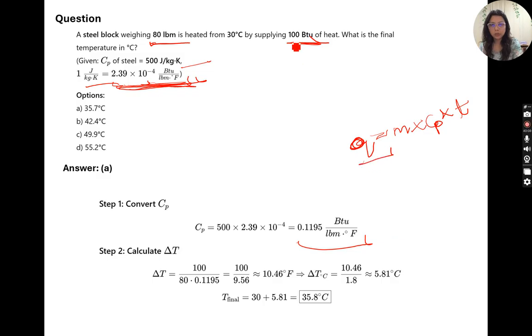Here the value of Q, 100 BTU, is already given, and the value of M is 80 lbm, and we calculated Cp from here. So the formula should look like this, and after solving, the value is given as 10.46 degrees Fahrenheit. Because we need to calculate it in Celsius, they are dividing it by 1.8, which gives 5.81 degrees Celsius. So we need to check the calculation. Give me a minute.